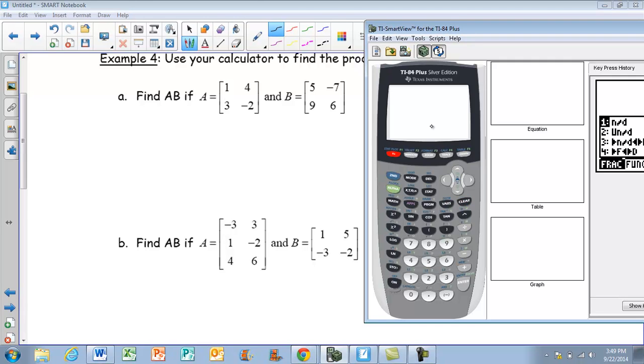So I'm going to go alpha y equals, go over to my matrix, make sure 2 by 2 is highlighted, hit enter here. So I have 1, 4, -2, and 3. Make sure you arrow out, and then I'm going to multiply that by the second one. So again, alpha y equals, my zoom. Again, I have that 2 by 2.